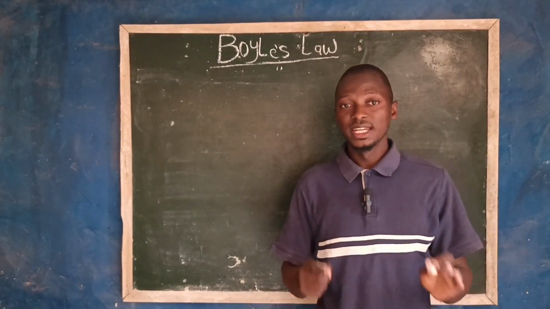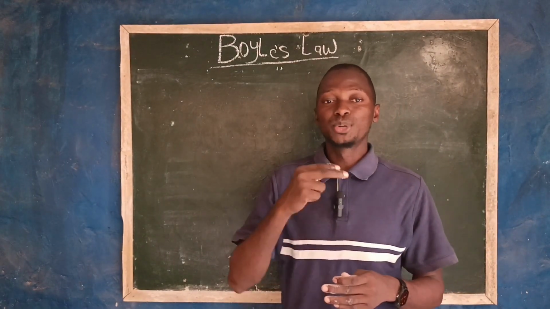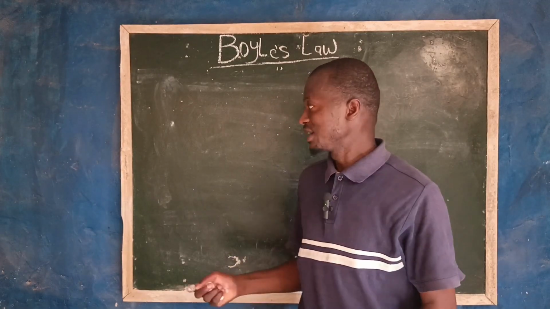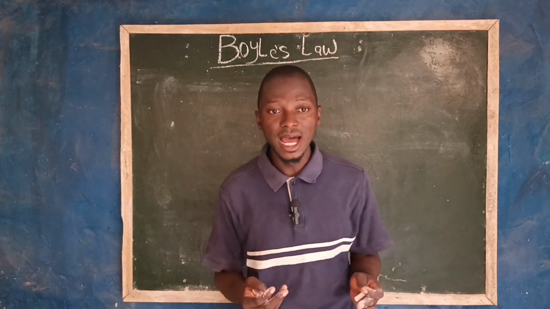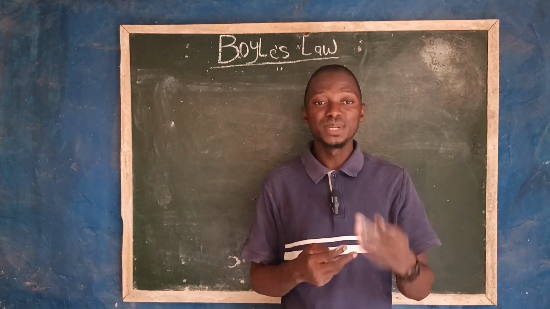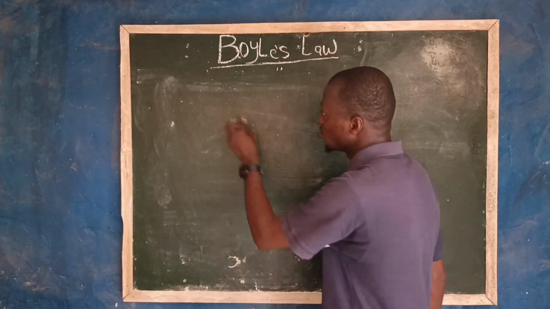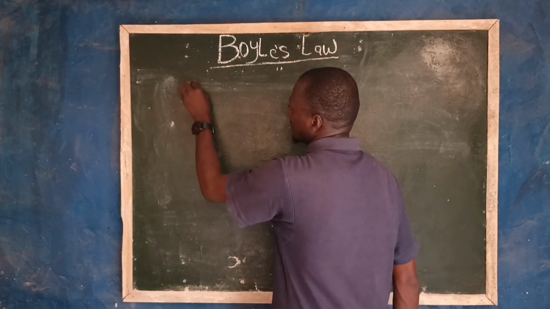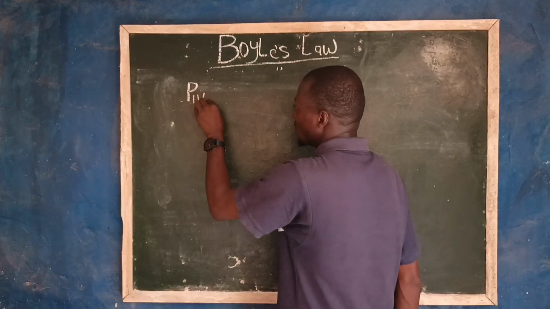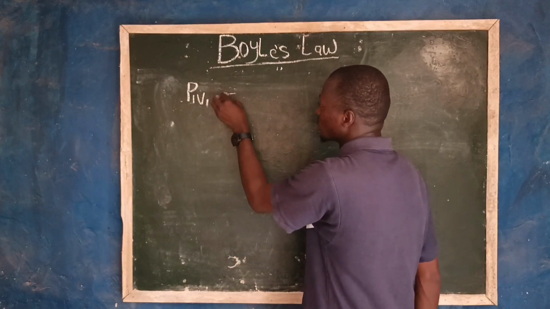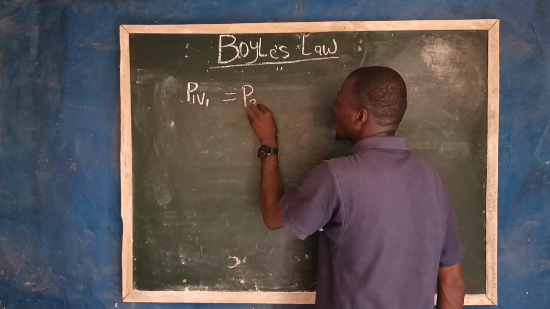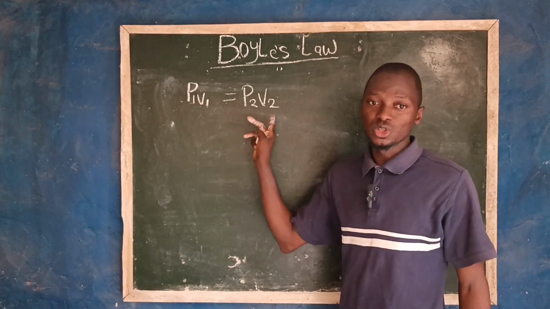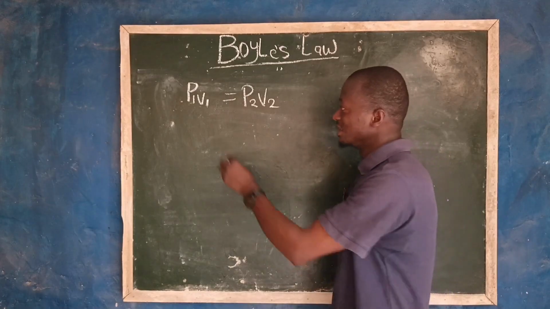Since we have looked at the relationship between pressure and volume, we now have P1 V1 equals P2 V2. Now this P1 V1 equals P2 V2. This is here before.